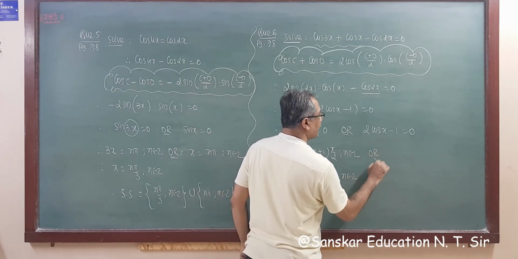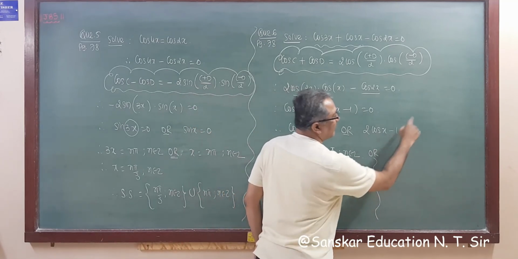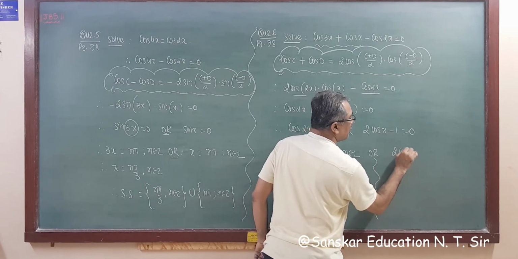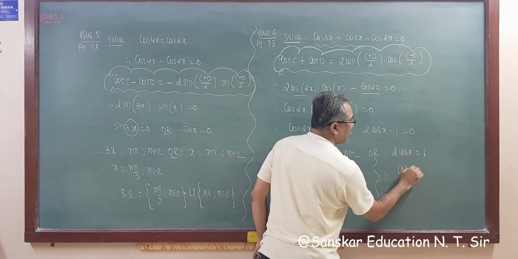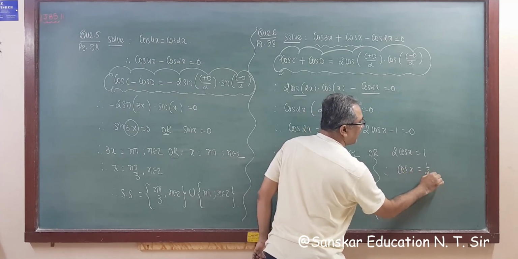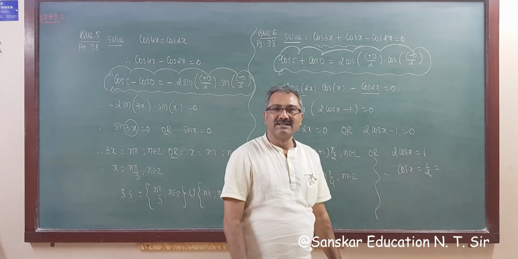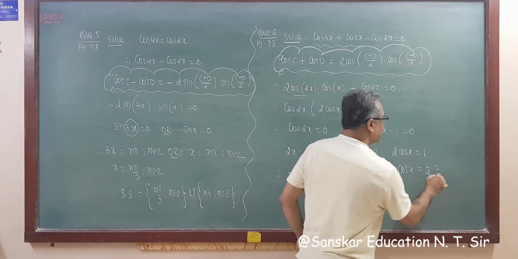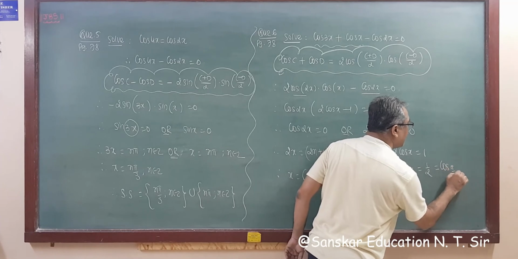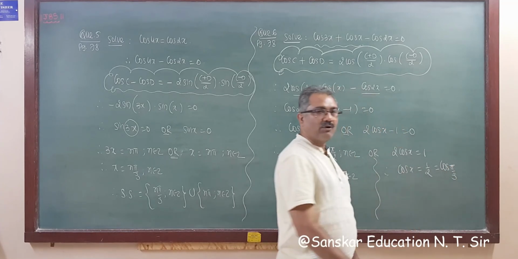Here, or, taking 1 to the right hand side, this becomes 2 cos x is equal to 1. Therefore, what do we get? Cos x is equal to half. Now cos is half for 60 degrees, that is pi by 3. So this is the value of cos pi by 3.